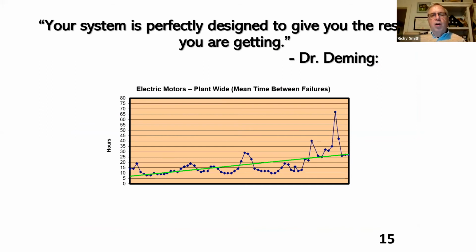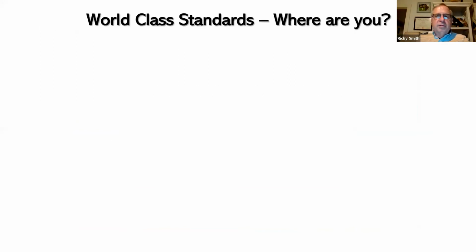Look at this, electric motors. These are all electric motors in one plant. This is an average of mean time between failure. You notice the mean time between failure was low, and then something happened, an intervention happened, and then it started to get much better. I'm not going to get into what the intervention is, but they made some serious impact on it.